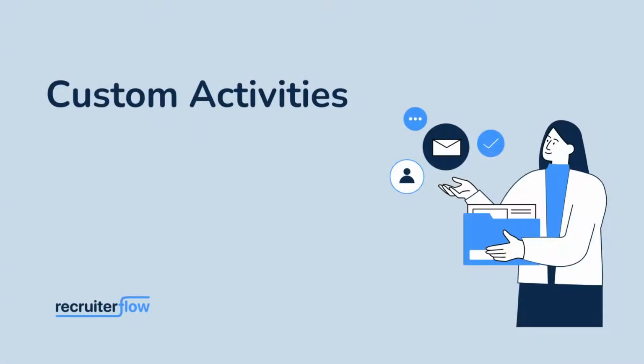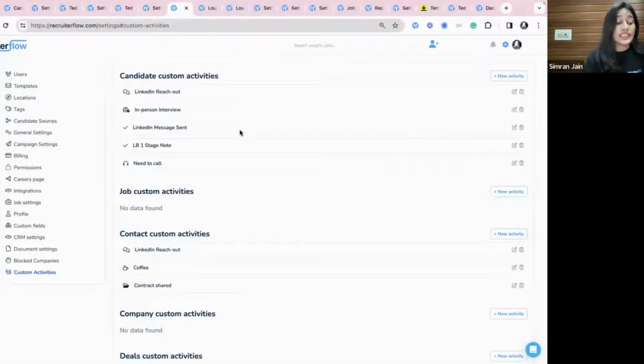A few months ago, we launched custom activities. These were activities that can be logged by users manually to keep track of any change or update done on any profile that the software could not log by itself. For example, if you would like to track the messages that you've sent or received from a contact on LinkedIn, that can be created as a custom activity and then logged in by the recruiter.